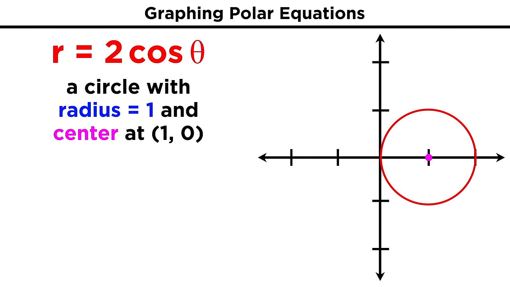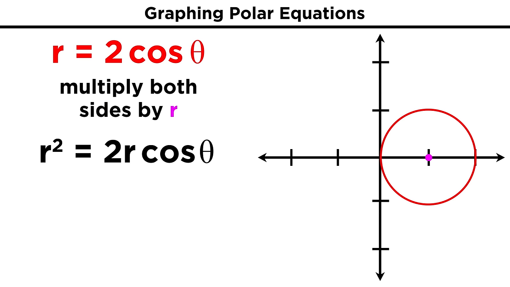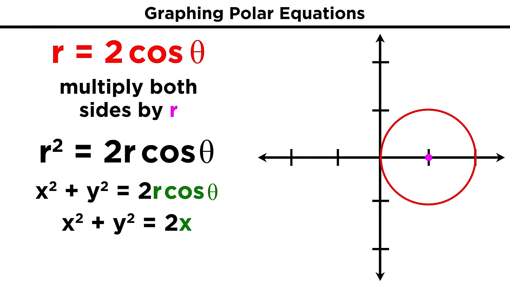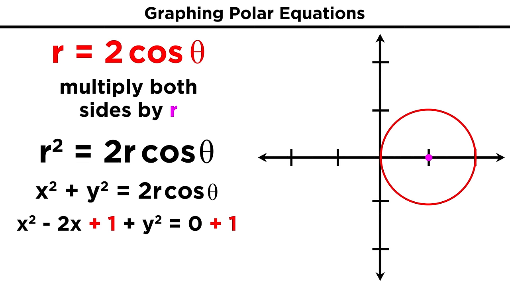We can verify this by converting into rectangular form. We just multiply both sides by r, change r squared into x squared plus y squared, and r cosine theta into x. Subtract 2x, and then we can complete the square with the x terms by adding 1 to both sides, giving us x minus 1 quantity squared plus y squared equals 1, which should be a more familiar version of the equation for this circle.